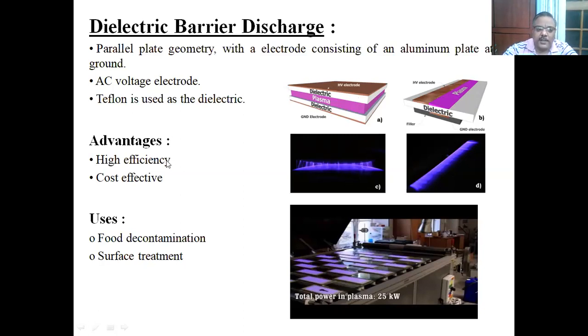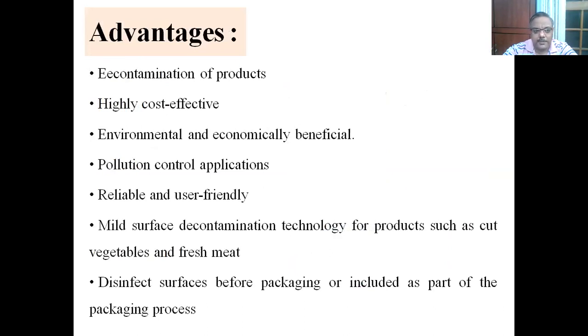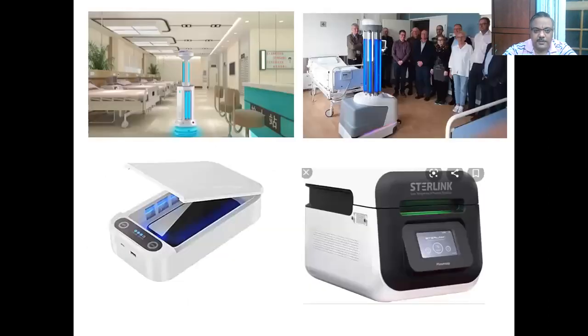The advantages are high efficiency and cost effectiveness, and the uses are food decontamination and surface treatment. The advantages are decontamination of products, cost effective, environmental and economically beneficial, pollution control applications, reliable and user friendly, mild surface decontamination technology for products such as cut vegetables and fresh meat, disinfecting surfaces before packaging or as part of the packaging process.